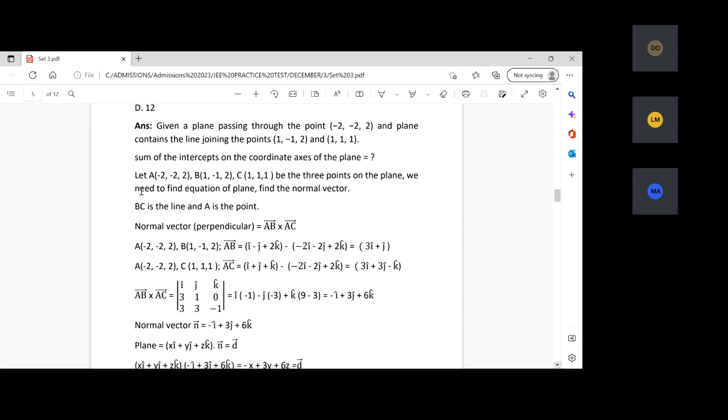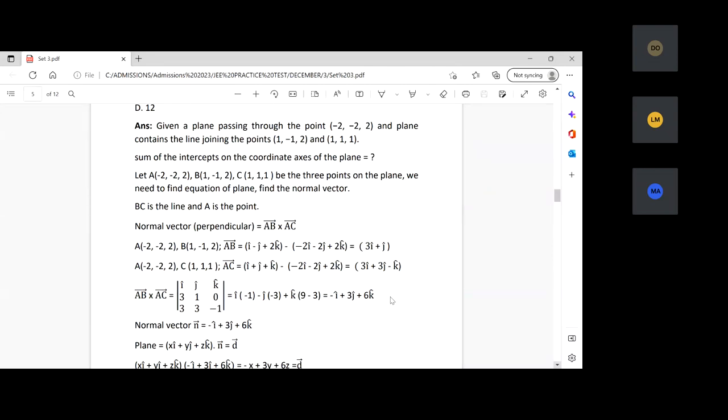So this is minus 2i minus 2j plus 2k, and this is i plus j plus k. So you have AC as 3i plus 3j minus k. Once you have these two values, you will be able to find the cross product. It is something like i j k. The first row is 3, 1 and 0, and the second is 3, 3 and minus 1. So you can solve this and you will have the value as minus i cap plus 3j cap plus 6k cap.